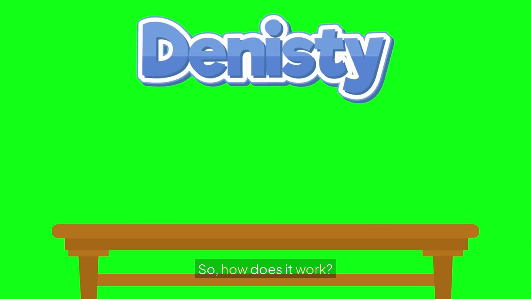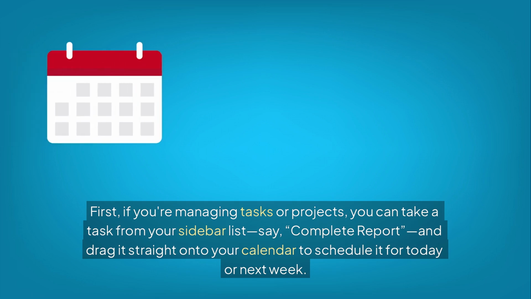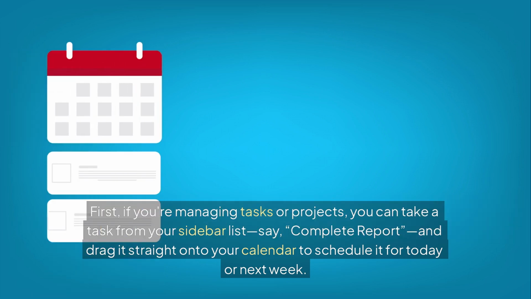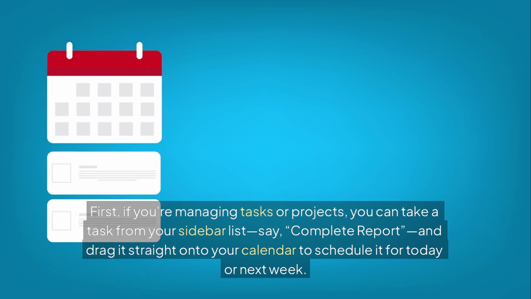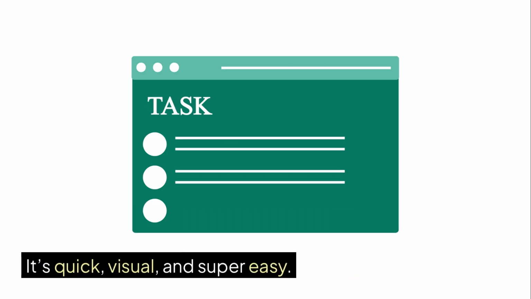So, how does it work? First, if you're managing tasks or projects, you can take a task from your sidebar list, say, Complete Report, and drag it straight onto your calendar to schedule it for today or next week. It's quick, visual, and super easy.